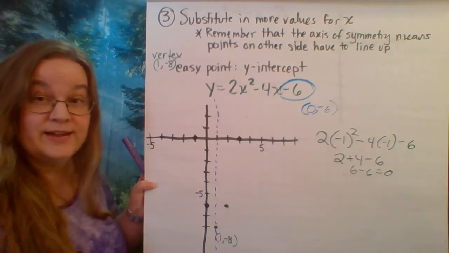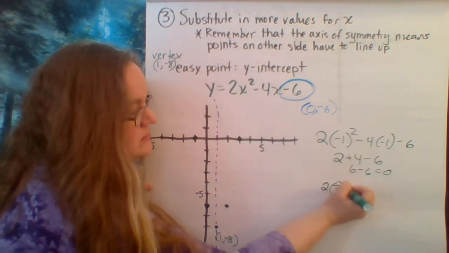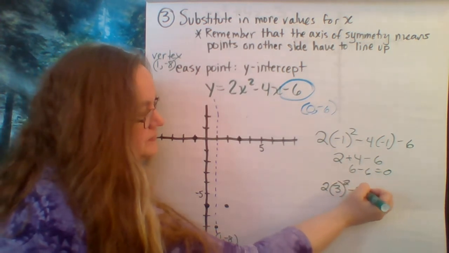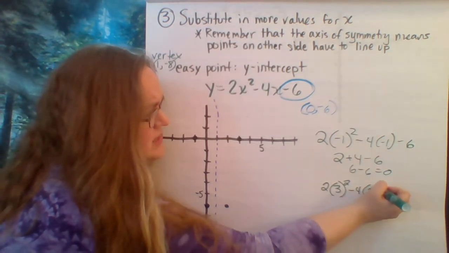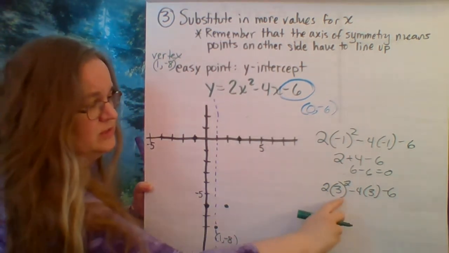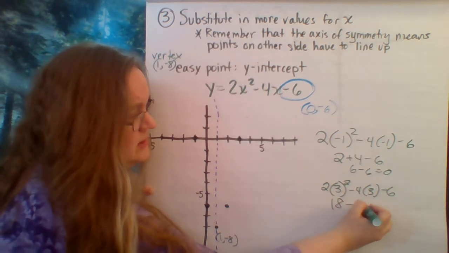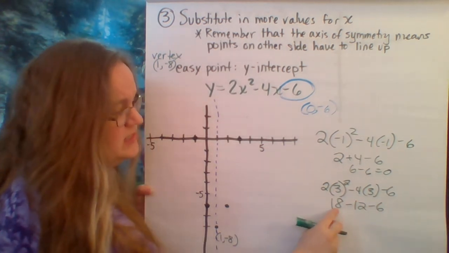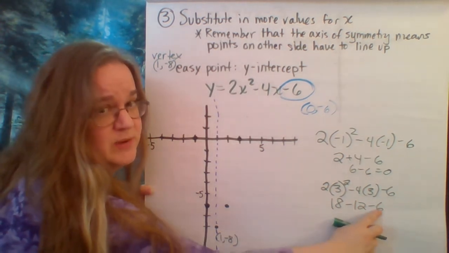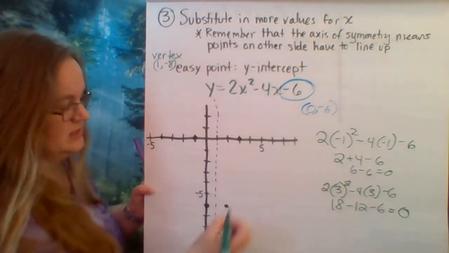Now, I should also have a point going one more on the other side, so at 3. Let's check that to make sure that it's working, because it should in fact come out to 0 as well. So if I substitute that into my equation, 3 squared is 9 times 2 is 18. And then I end up with -12 -6. 18 minus 12 is 6. Minus 6 more is in fact 0. So that does work out.